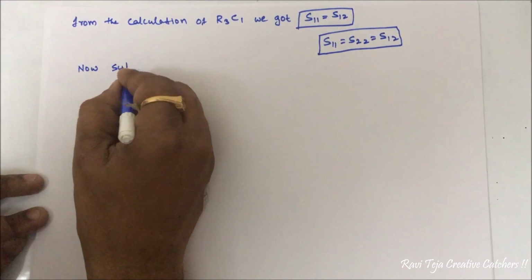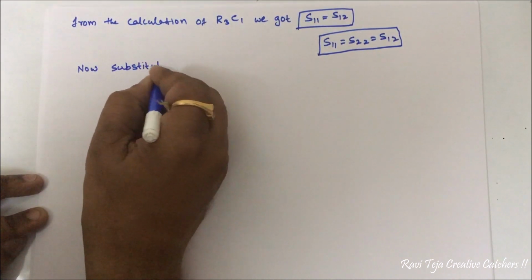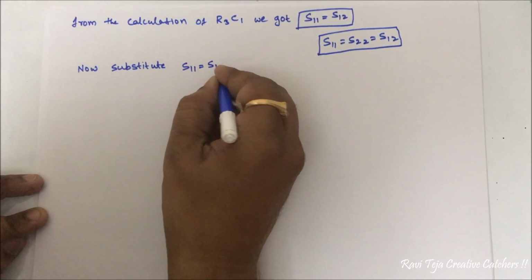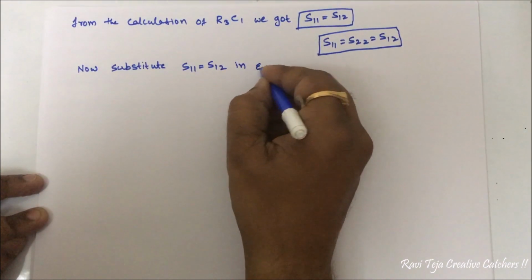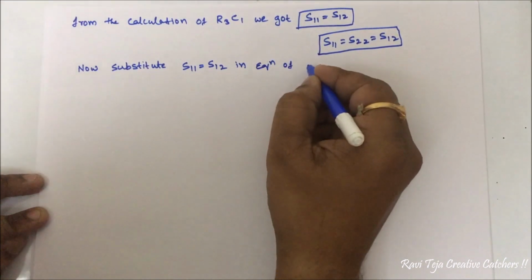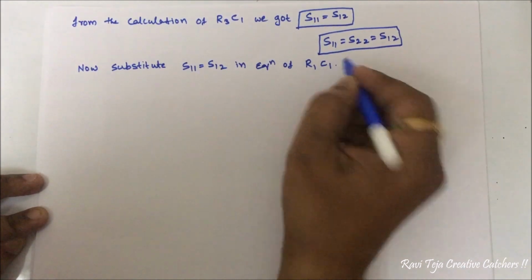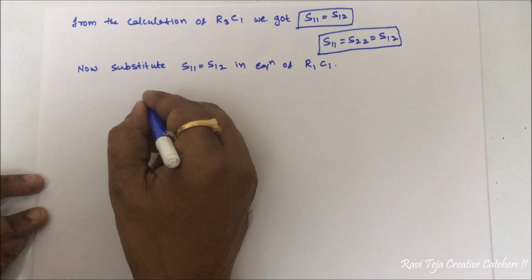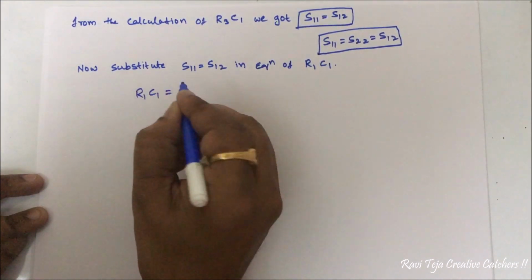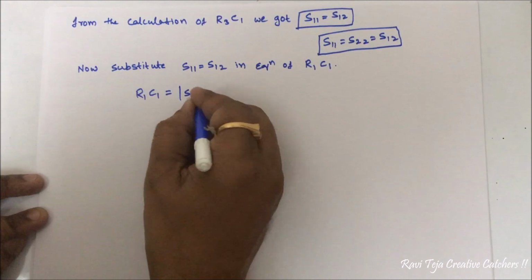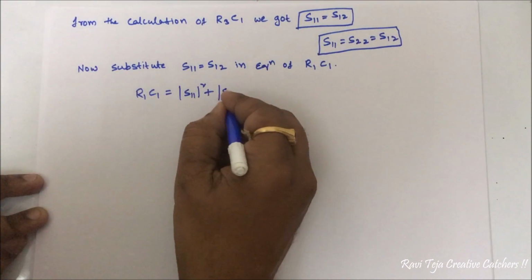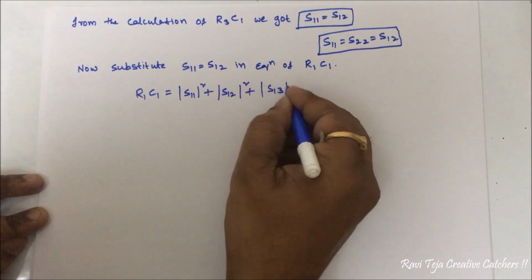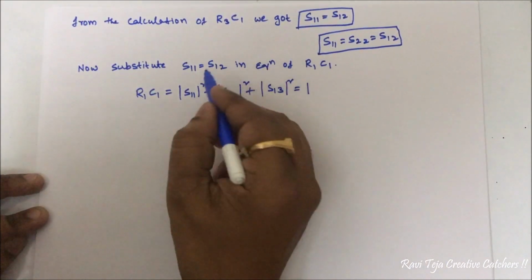Now, substitute S11 is equal to S12 in the equation of R1C1. So, what is R1C1? Let us see. R1C1 is equal to |S11|² plus |S12|² plus |S13|² is equal to 1.